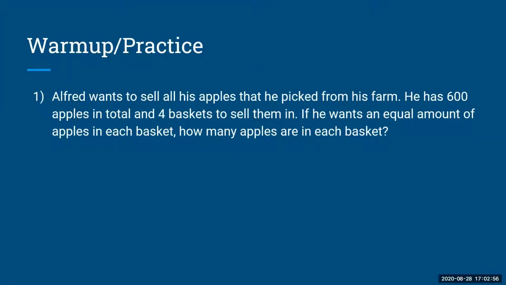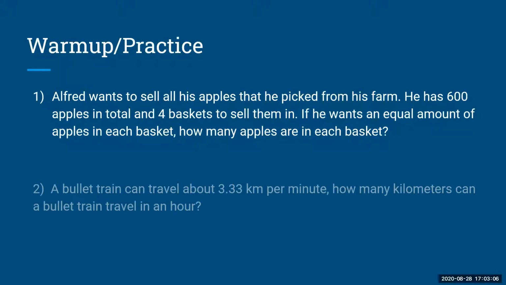So Alfred wants to sell all his apples that he picked from his farm. He has 600 apples in total and 4 baskets to sell them in. If he wants an equal amount of apples in each basket, how many apples are in each basket? And number 2, a bullet train can travel about 3.33 kilometers per minute. How many kilometers can a bullet train travel in 1 hour? So I'll give you guys a few minutes.